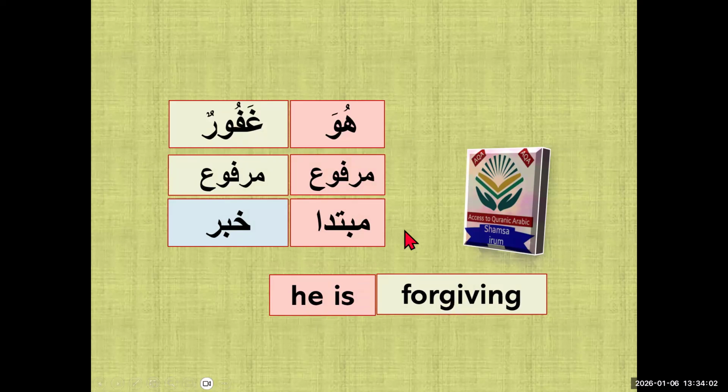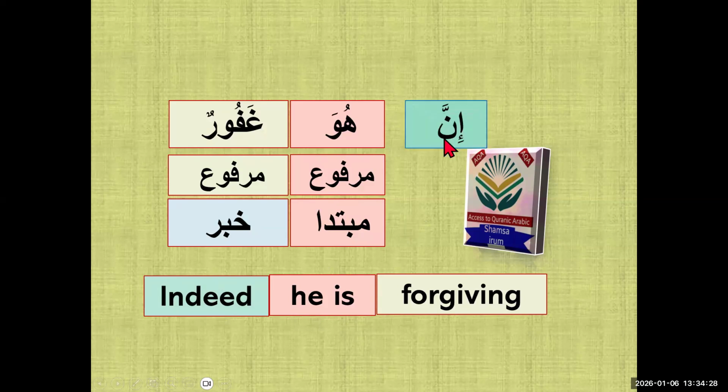He is forgiving. Now, if I want to add something to emphasize it, if I want to put more pressure on this sentence, I say: indeed, he is forgiving. So in English the word is indeed. In Arabic, the word we will use is inna. It is a particle, a harf. Inna means indeed, verily, certainly, no doubt. Any of these names you can use. Not only indeed, you can use verily, certainly, or no doubt.